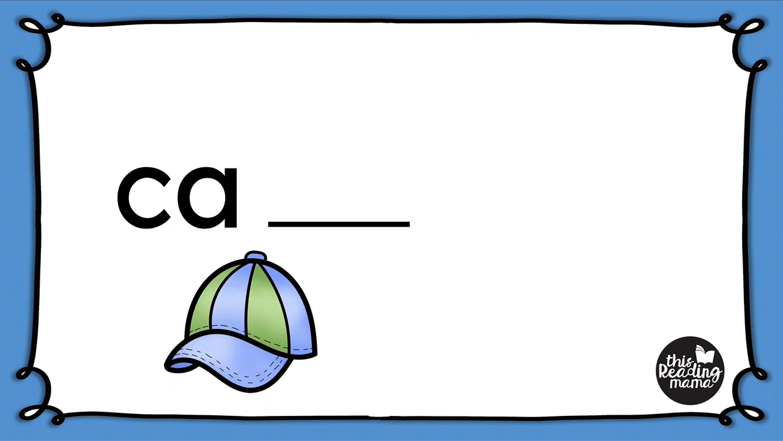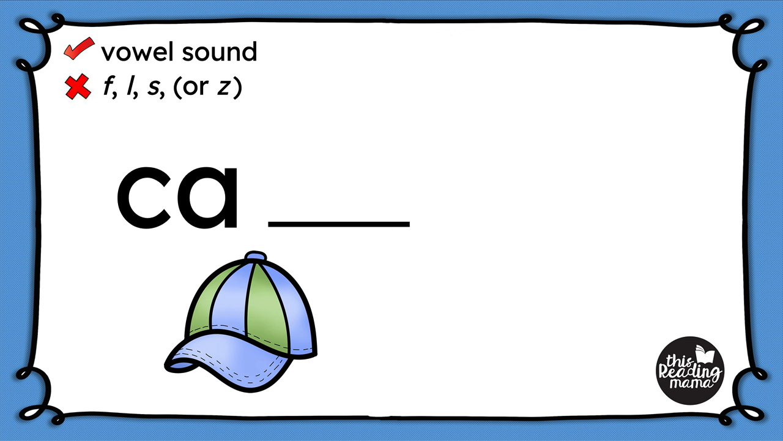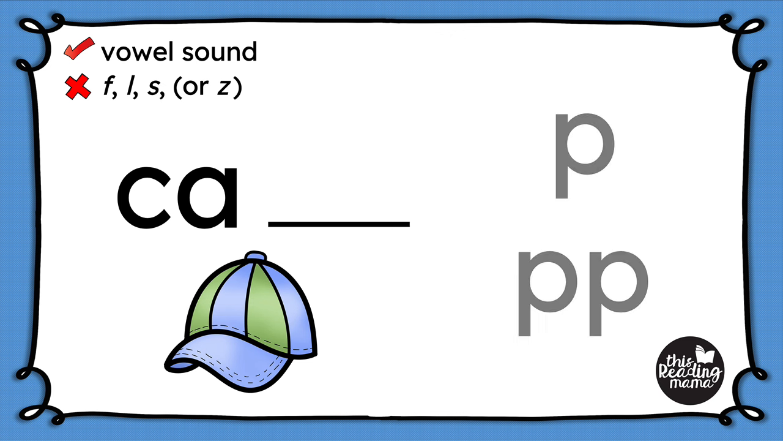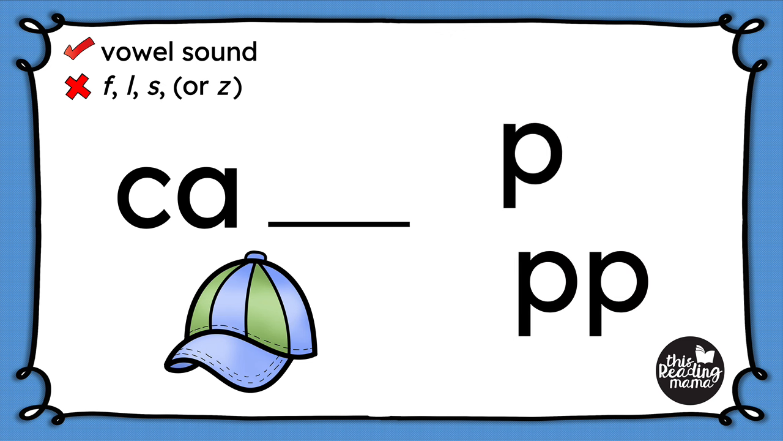Let's try it with the word cap. First, I'm going to listen for the vowel sound in the word cap. K-ap. And in the word cap, I hear a short A sound. So we have a check for number one. Now I need to ask myself about the final sound. Do I hear F, L, S, or Z sound at the end of the word? Cap. I don't hear any of those sounds, so I'm going to put an X there because I hear the sound of P. And do I need to double the P? No, I don't. So it just needs a single P to spell the word cap.